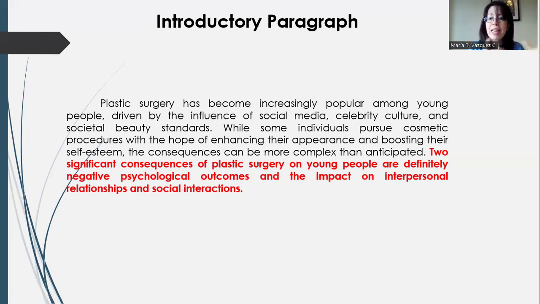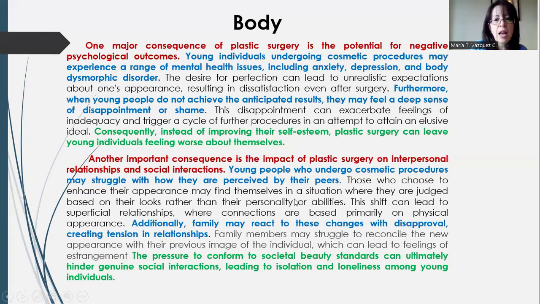That's why in the body of the essay, you could see 2 paragraphs. 1 paragraph for each aspect of the controlling idea. And we are going to see that now. Let's see how it is developed. We have the first paragraph of the body that says, one major consequence of plastic surgery is the potential for negative psychological outcomes. That will be the topic sentence of the first paragraph of the body. And it refers to the first point that we could see in the controlling idea in the thesis statement.